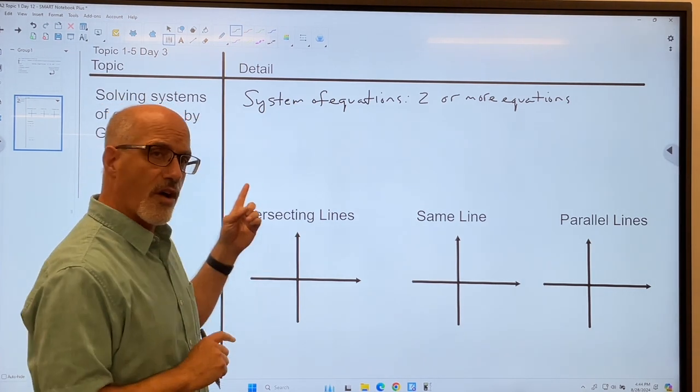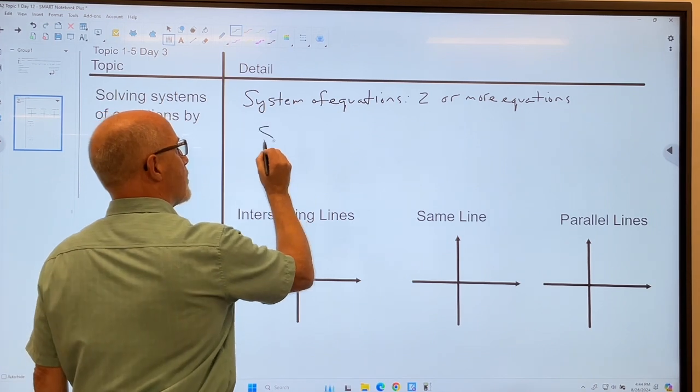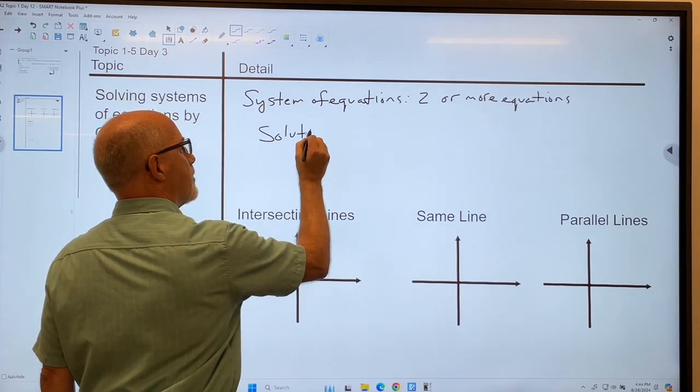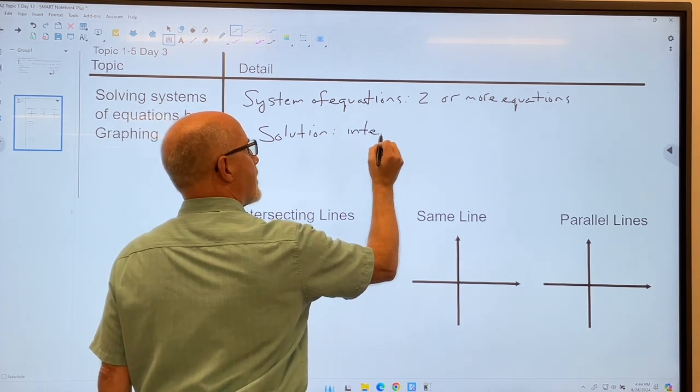When we're looking for solving it by graphing, you're looking for the intersection. So the solution is the intersection of the graphs.